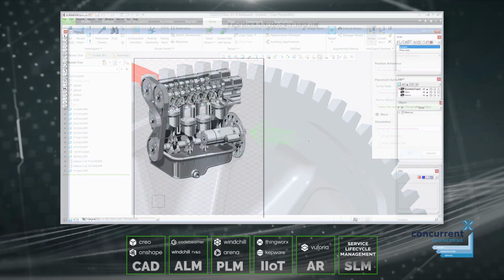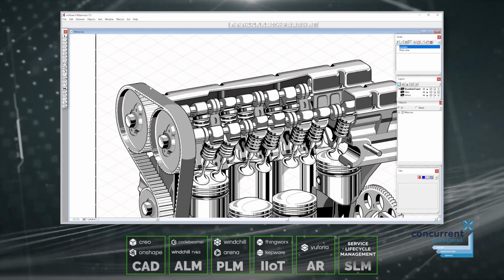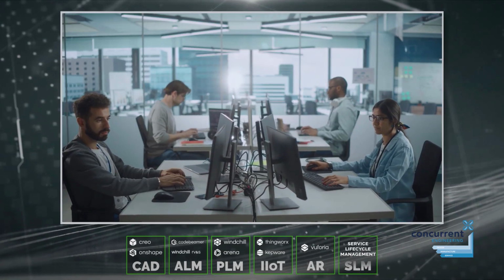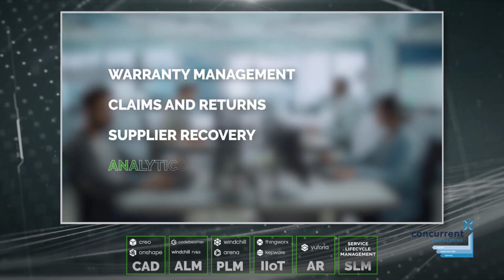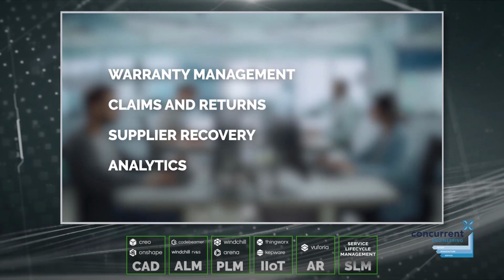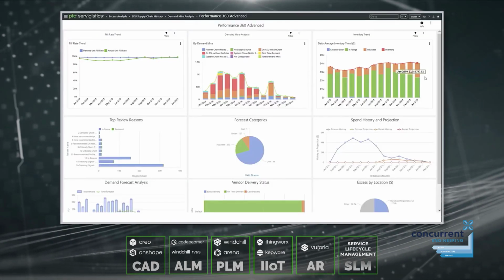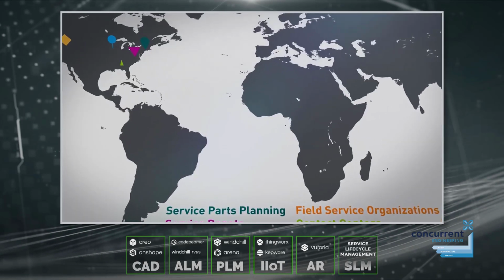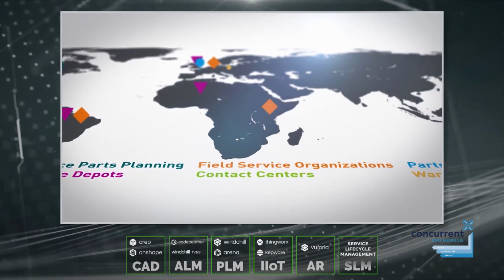PTC's SLM solutions help create, manage and deliver technical content efficiently. They streamline and automate warranty claim management, returns and supplier recovery with powerful analytics. They optimize the distribution of parts within the service parts supply chain, anticipating parts demand with sophisticated forecasting, ultimately ensuring the right part is in the right place at the right time for the right price.